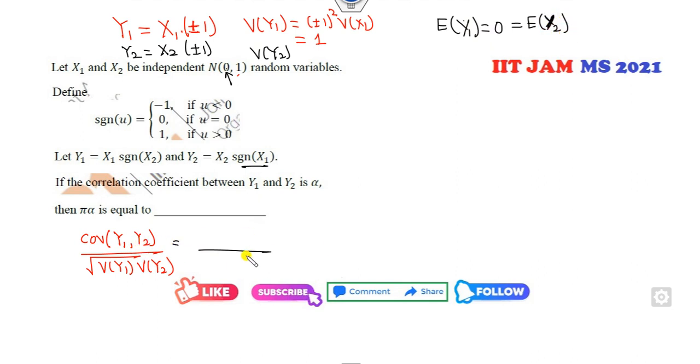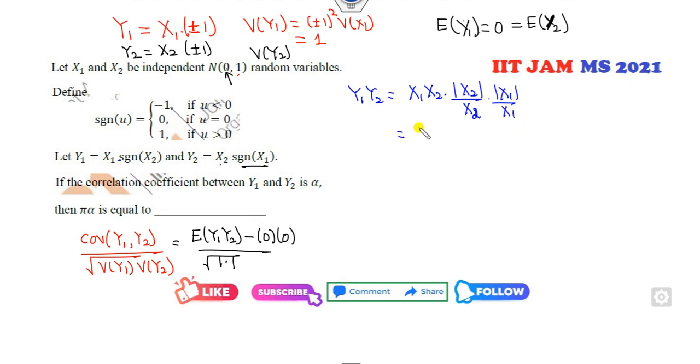Then the denominator is my 1. This is the expected value of y1 into y2 minus the expected value of y1, which is 0 here. The only thing we need to find is y1 into y2. So what is y1 into y2? This will be x1 into x2 into sigma. So y1 and y2 will be as here.